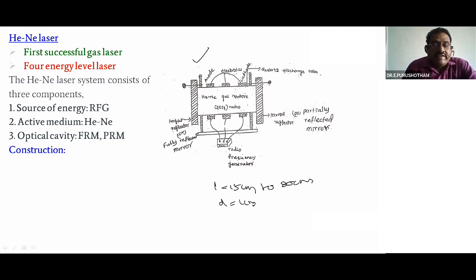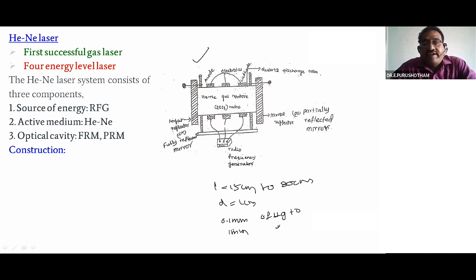In this, the quartz tube is filled with a mixture of helium and neon gas in a 10:1 ratio, under a pressure of 0.1 mm of Hg (mercury) to 1 mm of Hg. So the helium neon mixture is filled in the quartz tube.